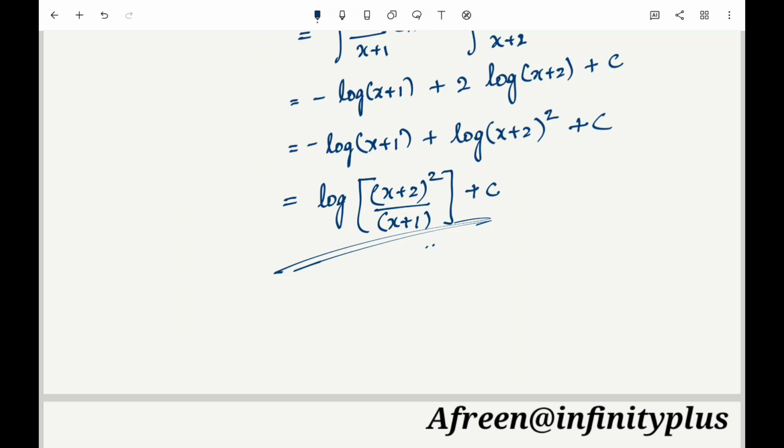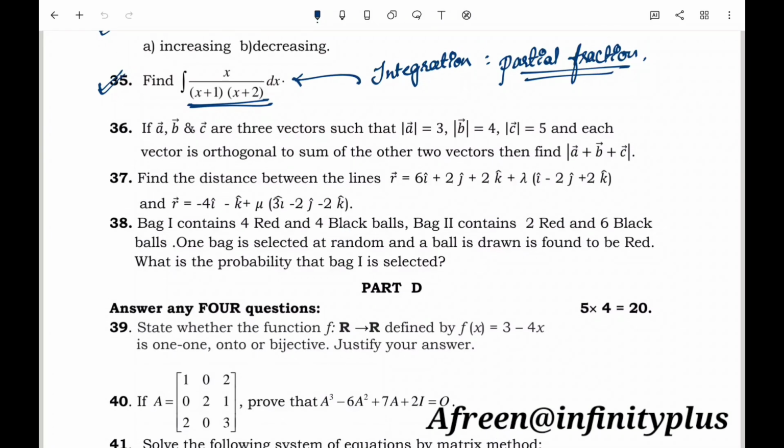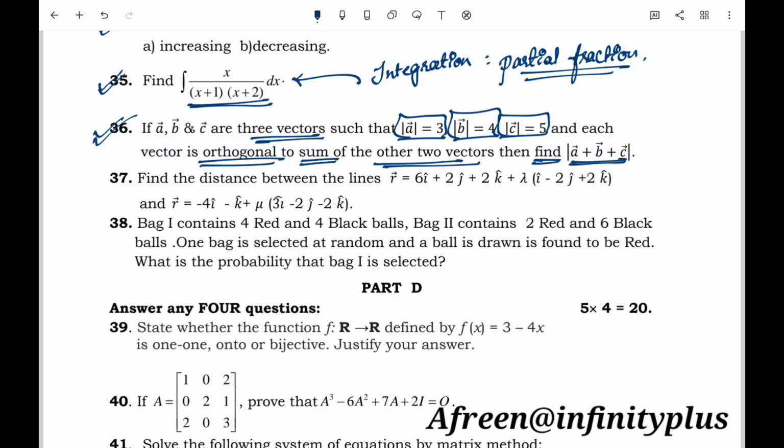So let's move on to solve the next question. So next question we are having 36, which is: if a, b and c are three vectors such that magnitude of a vector is 3, magnitude of b vector is 4 and magnitude of c vector is 5, each vector is orthogonal to the sum of the other two vectors, then find the vector a plus vector b plus vector c. So they have given the condition here and you have to use these conditions in order to find this value.